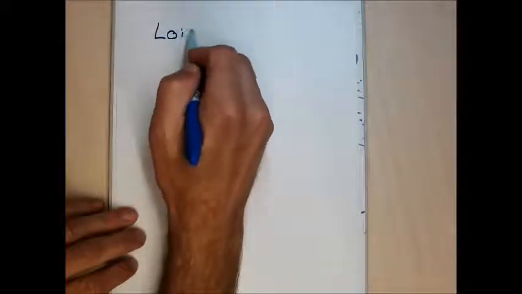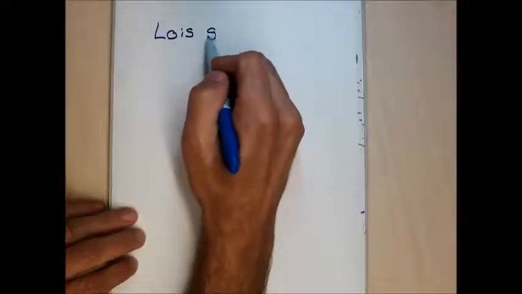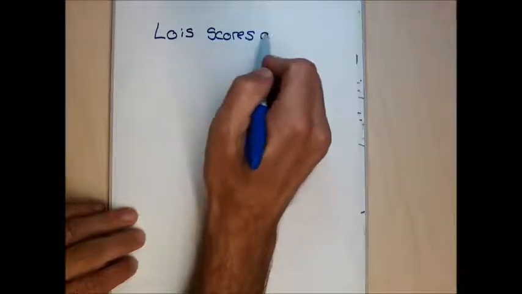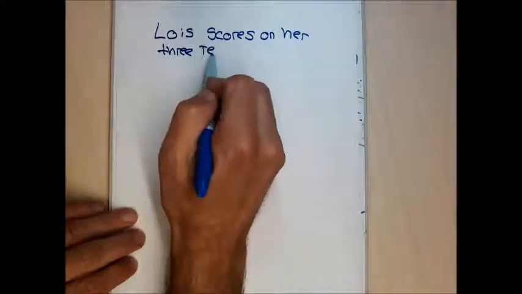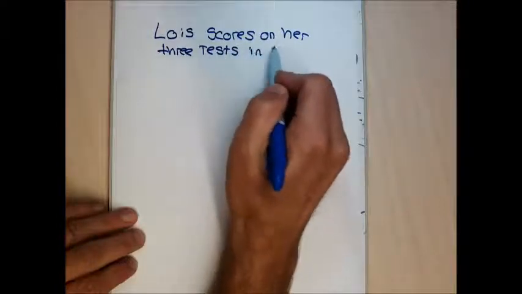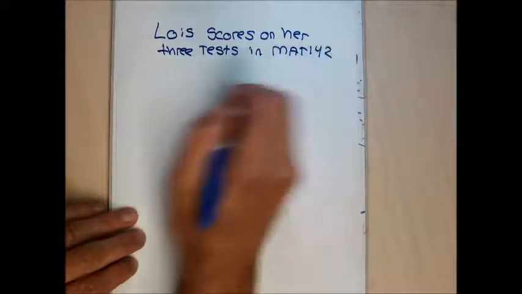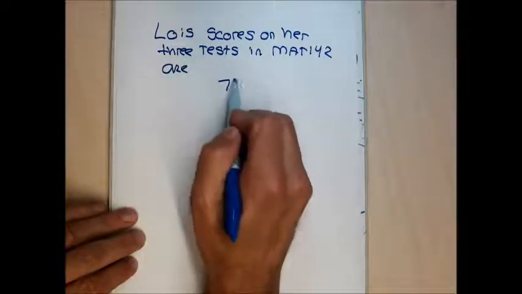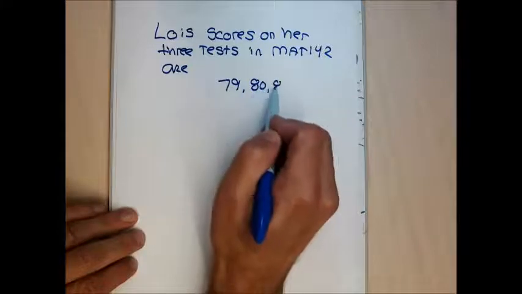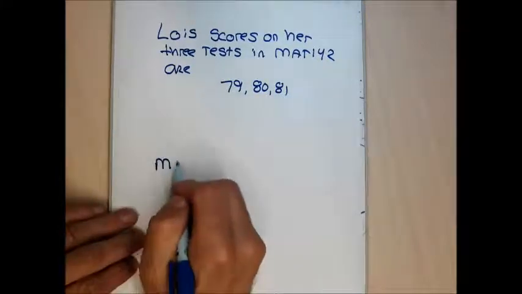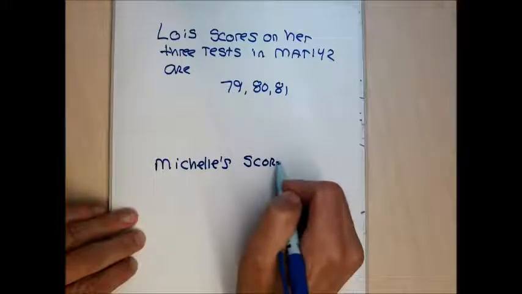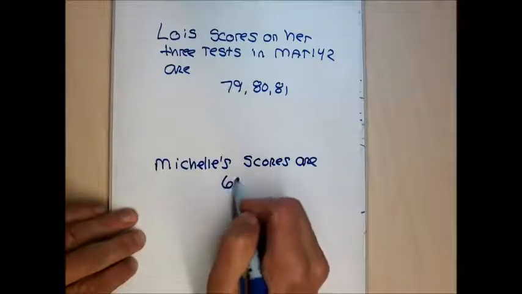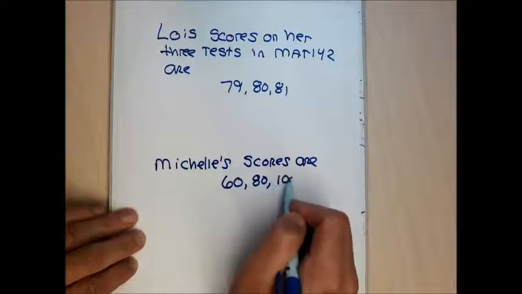Let's just make up a person. Let's say Lois scores on her first 3 tests in Math 79, 80, and 81, and Michelle's scores are 60, 80, and 100.